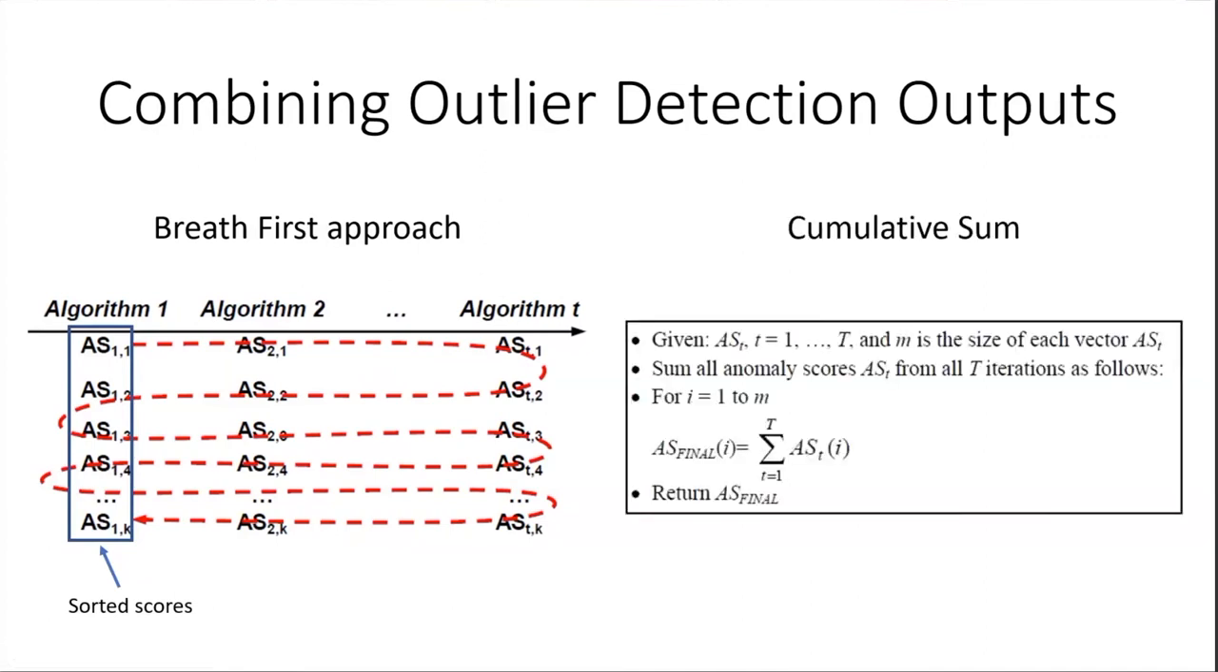Now, the second approach is relatively simpler, and it performs a cumulative sum. We have multiple algorithms that try to predict the score of every data point. Then for every data point, we just aggregate the scores predicted by all the algorithms. As you can see in this algorithm on the left, for data point i, we just take the sum of the scores by all the algorithms. This will be the final score for the data point, and then we rank the points according to this score.